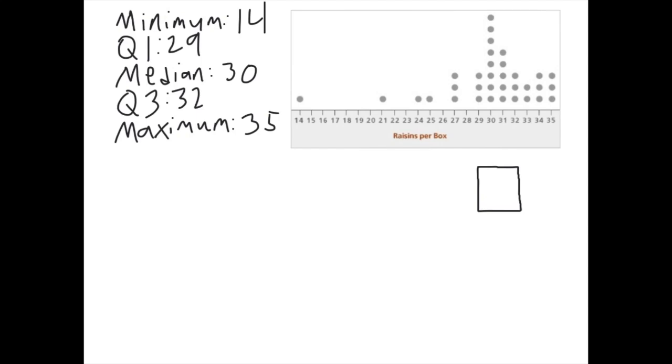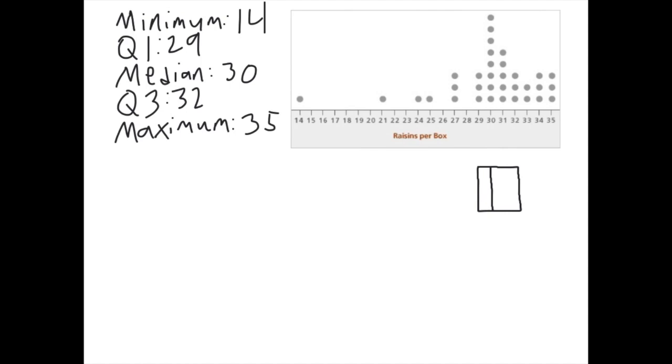So that shows 50% of the data. That box right there is 50% of the data in the dot plot. Now we draw the median, which is 30. So now each little box is 25% of the data. So this box is 25%, this box is 25%. This box makes up what's called the inner quartile range, and we'll get to that in a moment.